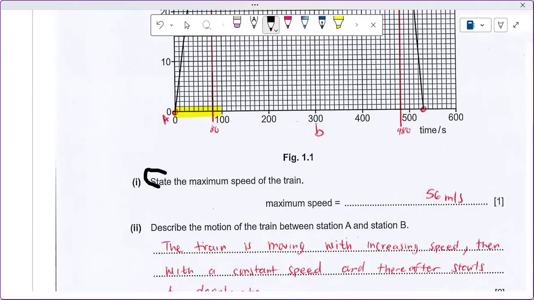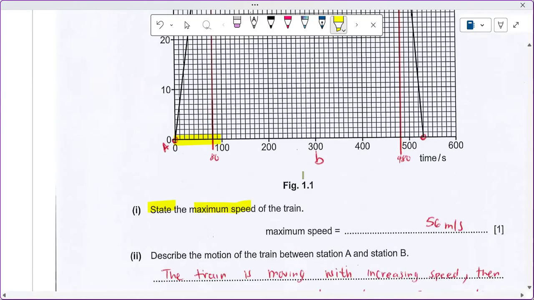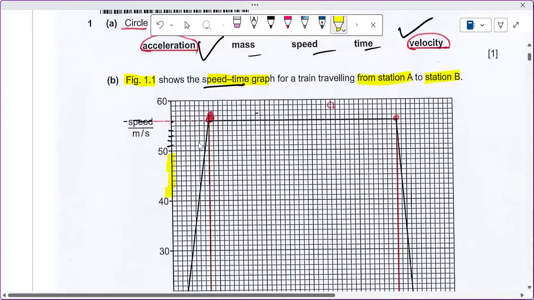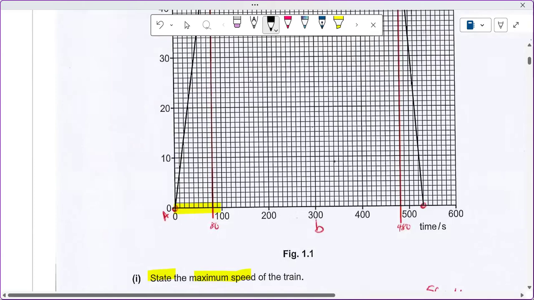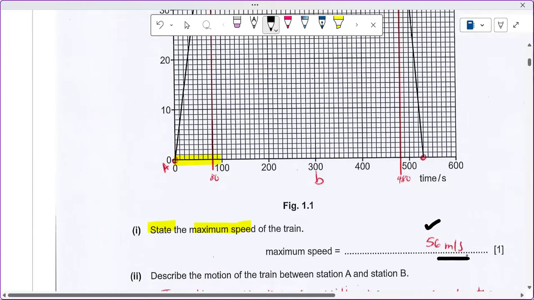Questions that ask you to state are straightforward. A command word that simply says state means just state. Based on the information provided, state the maximum speed of the train. To do this, you have to take a look at the highest speed it ever got to. The best way is to take a ruler at the highest point and interpolate so that you can see exactly where that is. If you read off your scale, that would be 51, 52, 53, 54, 55, 56. So it's 56, and pay attention to the unit as well, because by the time you write your answer, you need that 56 accompanied by the unit. So don't leave the unit out. It's important to have your units.